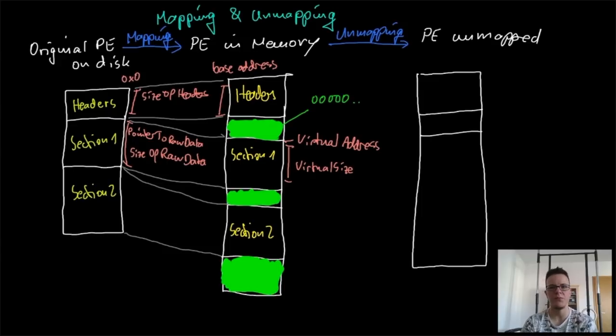So now, if you create a memory dump, you suddenly have the same image that was in memory on disk, and the pointer to raw data and size of raw data don't fit to what's actually on disk anymore.